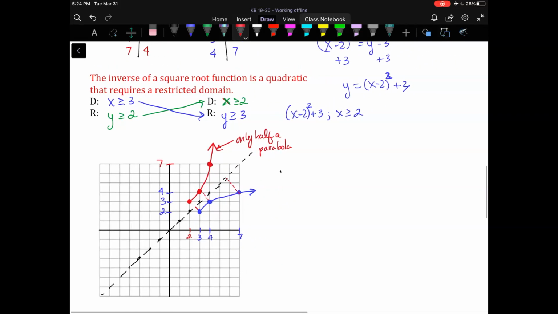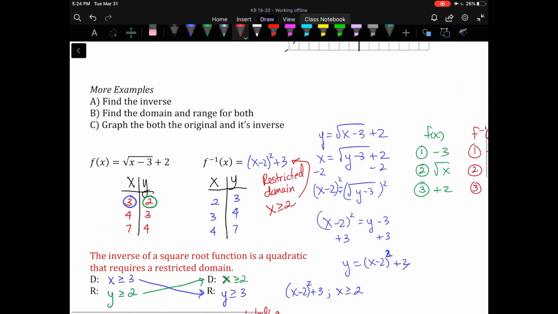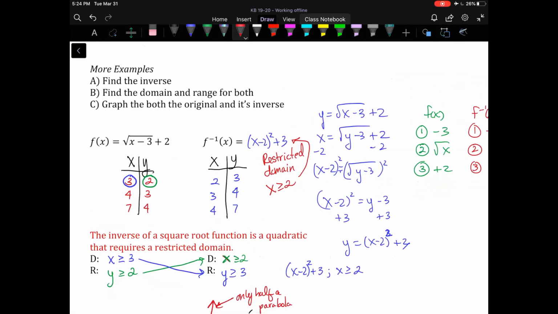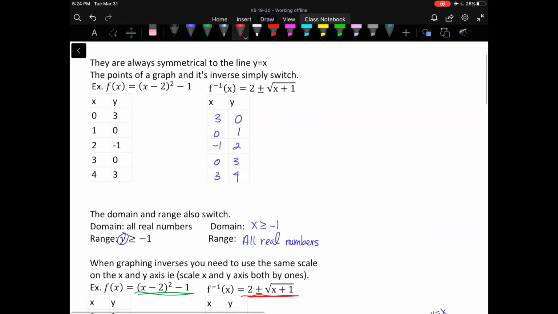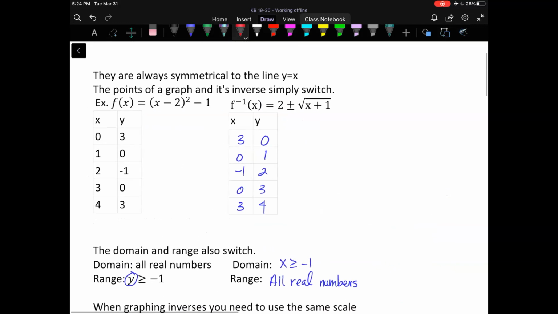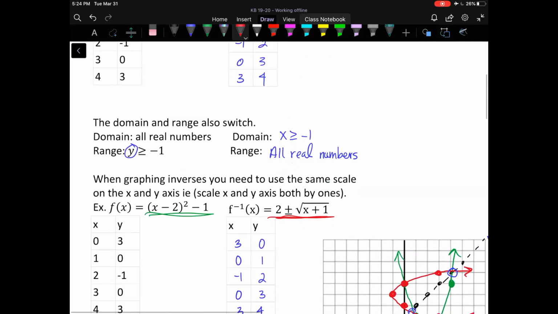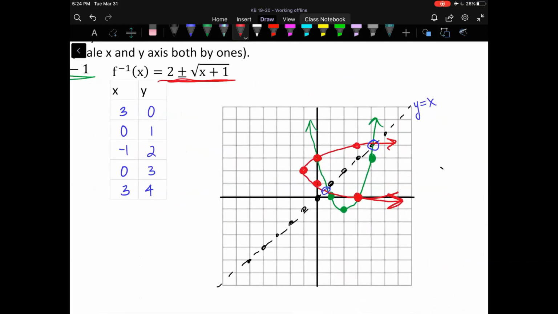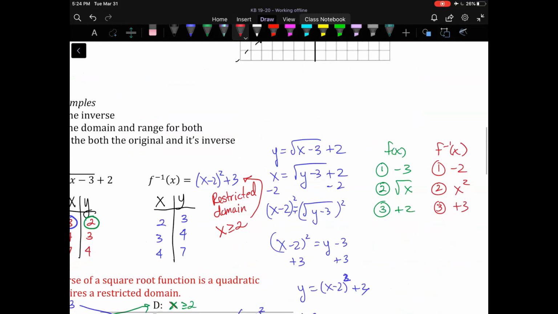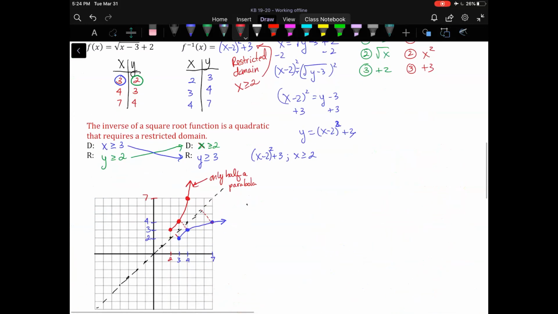Okay, so pay attention when you're going from a square root function to a quadratic, you're going to need the restricted domain. Kind of like when you're going from a quadratic to a square root function, you're going to have to remember to put that plus or minus in front, because you're going to need the positive and negative versions of that square root for the inverse.